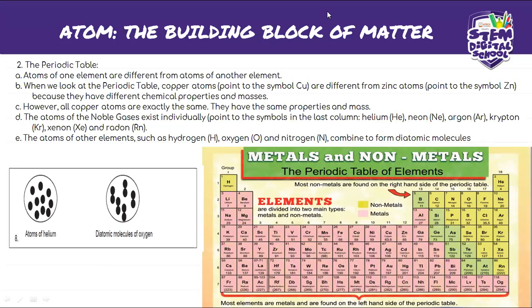I want you to write the symbols for 10 elements from the periodic table. Everybody must type. I want you to write symbols for 5 examples of elements that are metals and 5 examples of elements that are non-metals. So I'm waiting for your answers before we proceed.